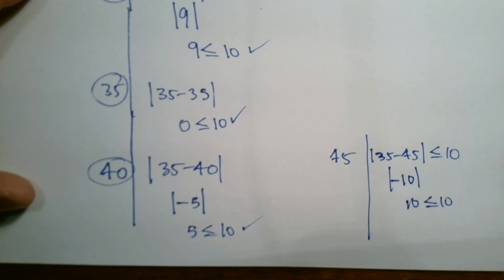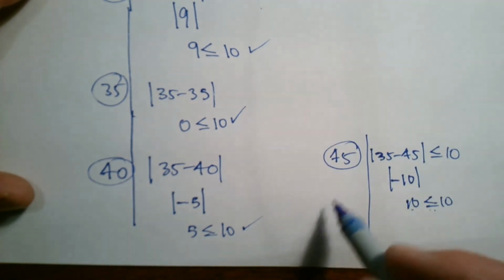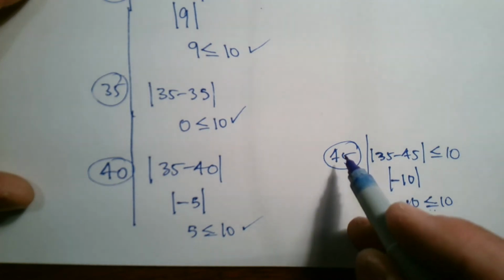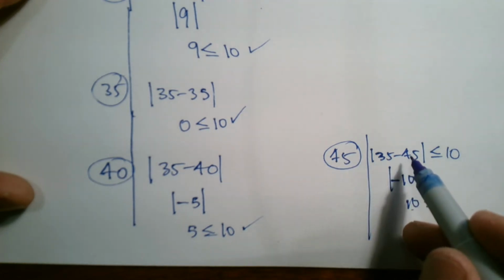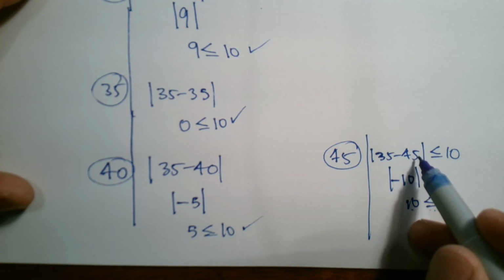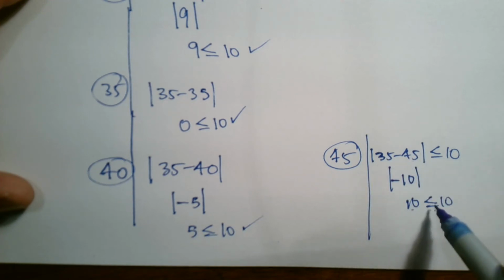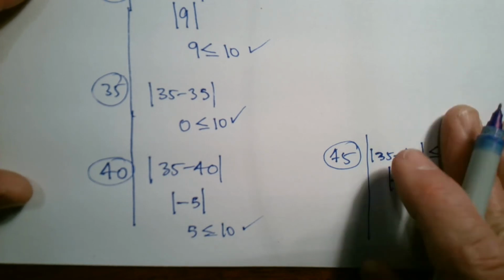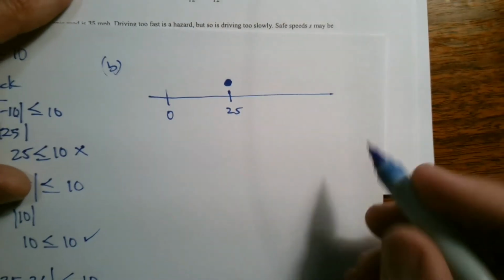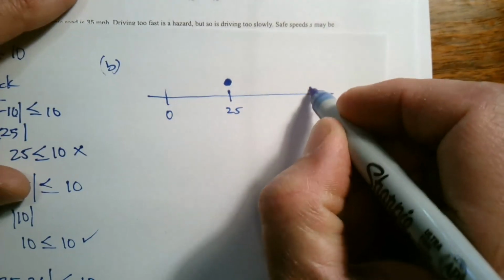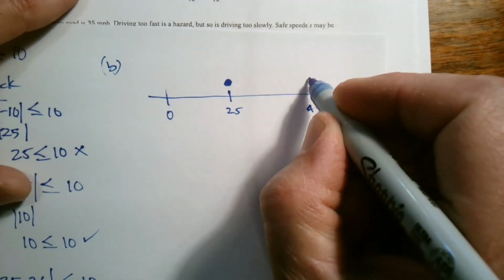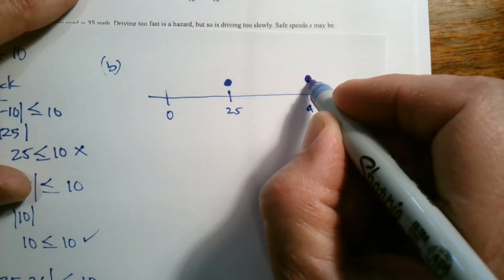Is that less than or equal to 10? Sure enough, yes, because 10 does equal 10. So that would be a value that works. And that's going to be my upper limit, right? Because if I try to go up to 46, 46 is going to give me negative 11, and that would be too much. It would not be less than 10. So on my graph, 45, so right up here, I'll put 45 there, is my upper limit, and it is equal to it. So there you have it.